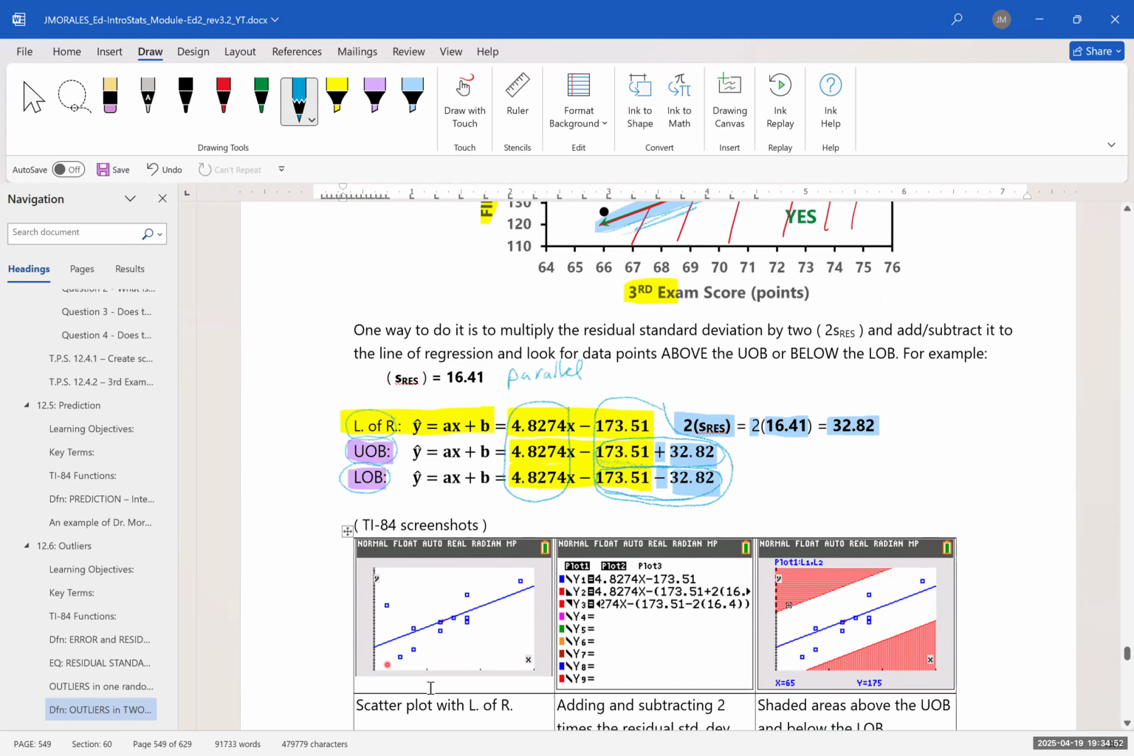All right, so you can see here on the Texas Instruments calculator, I've got the scatter plot, I've got the line of regression put in. The line of regression is this first equation here under y1.